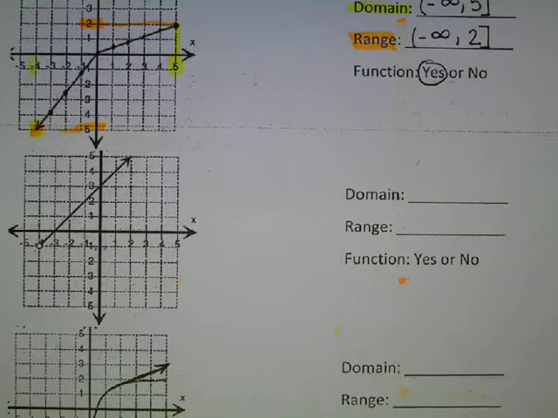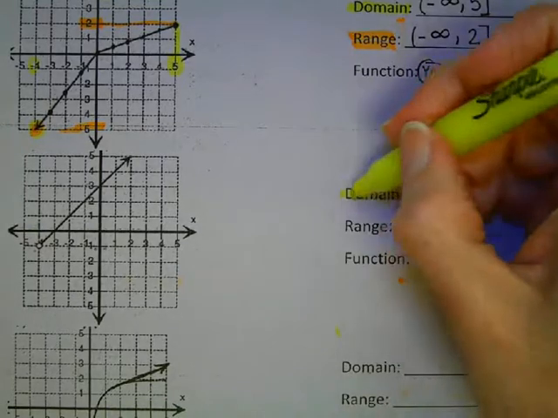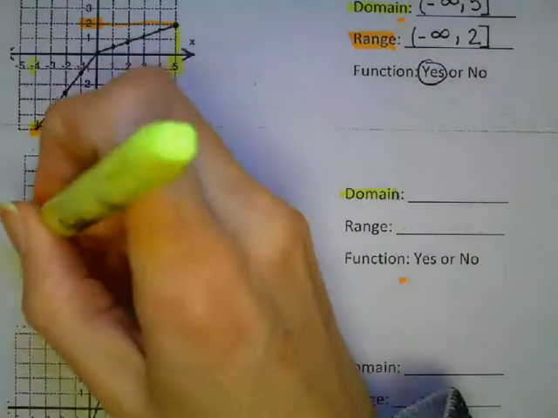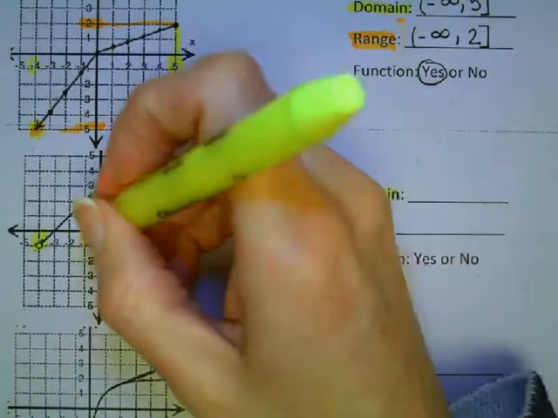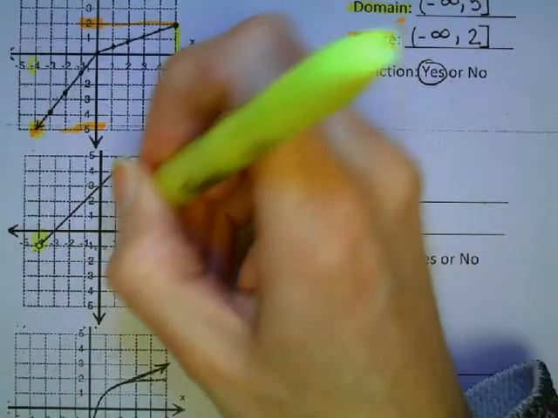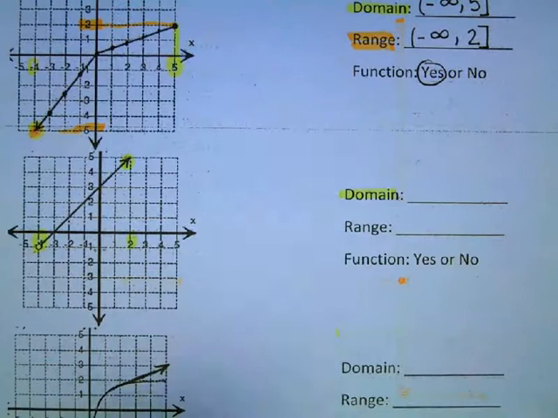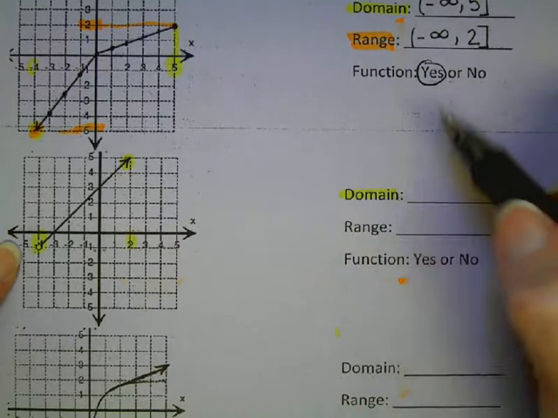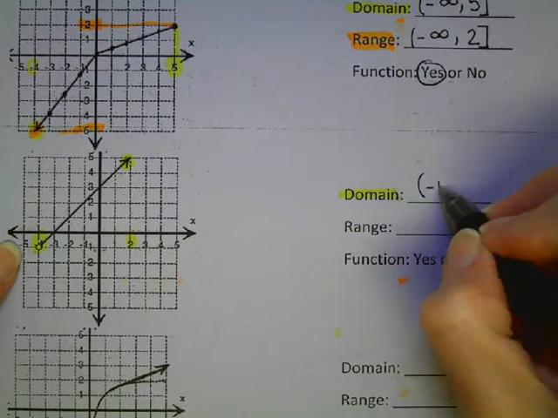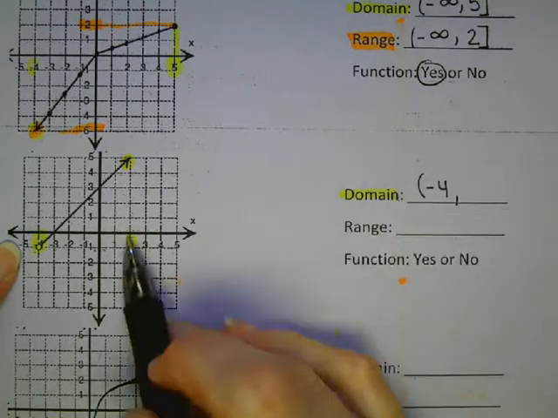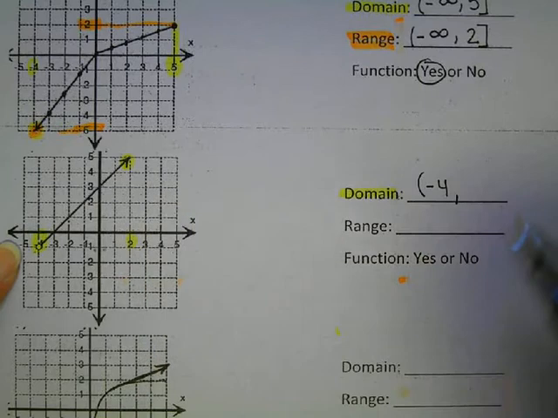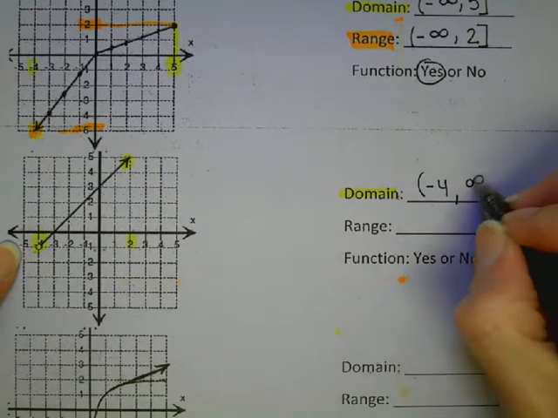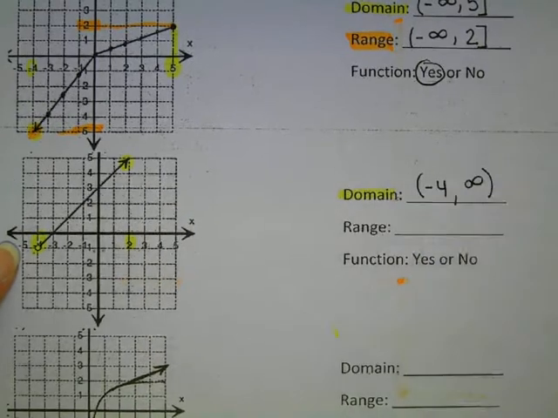Domain. Farthest we go left is negative 4. The farthest we go to the right looks like 2, but then you'll notice at 2 it has an arrow. So, open circle means a parenthesis. So we'll do a parenthesis at negative 4. But then at 2 it's going to keep going. So I'm going to say it goes to infinity. Infinity, it goes on forever and it's going towards positive numbers.